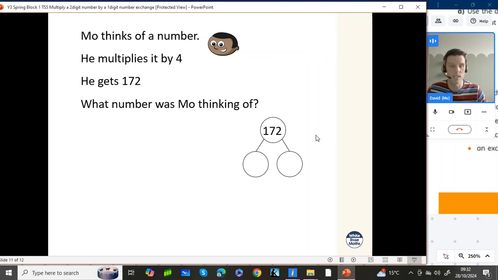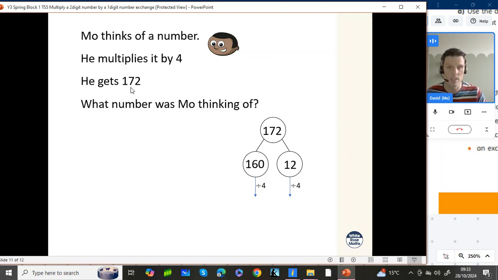So we're going to partition 172. Now normally, this time, because we've got a 3-digit number, we're going to divide it into hundreds, tens and ones. But neither of those are multiples of 4. So what we're going to do is an exchange: take a 10 over and put it into the ones column. So now we've got 160 and 12, which are both multiples of 4.